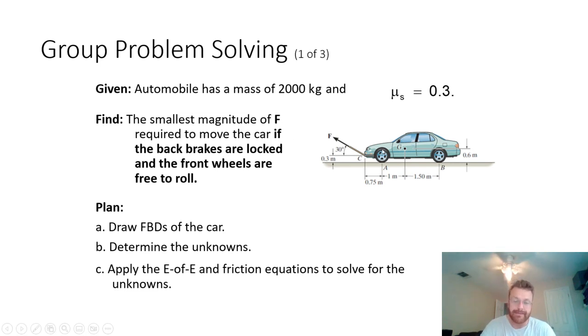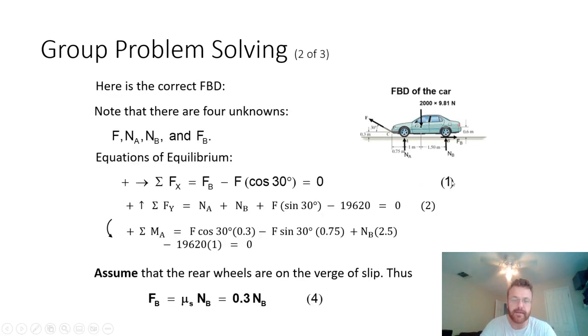However, at wheel A, since what they mean when they say that the front wheels are free to roll is that you have no frictional force pointing to the right in that direction. So when we draw this free body diagram, that's exactly what we see. We have the two normal forces at both sets of wheels, only a horizontal frictional force at the back wheel where the brakes are locked, we have the applied force F, and we have the weight.